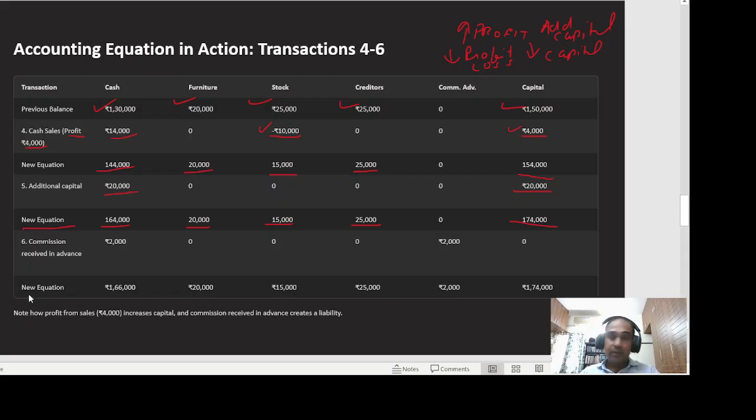Commission received in advance. See, what is commission received in advance? We have to understand the nature of the transaction. One is I will get some cash. So my cash will increase by 2,000. But what is something received in advance?